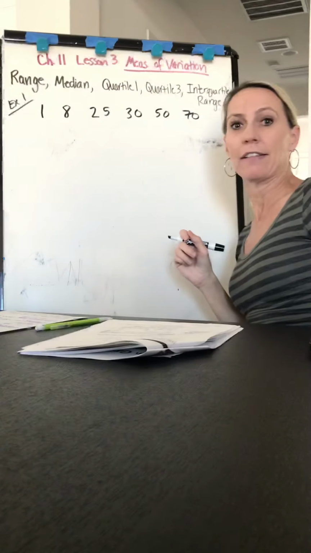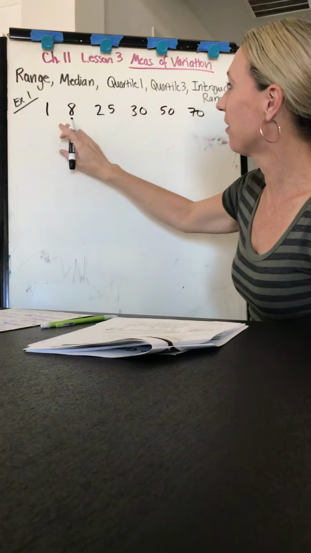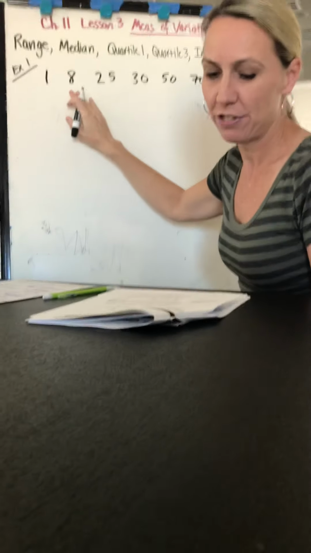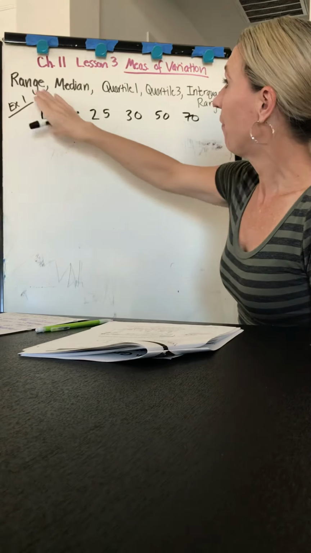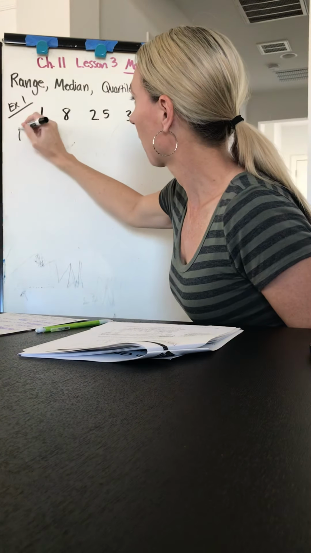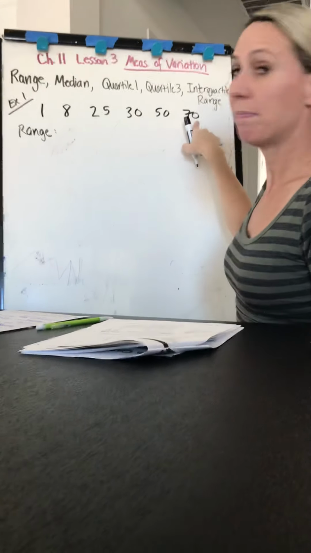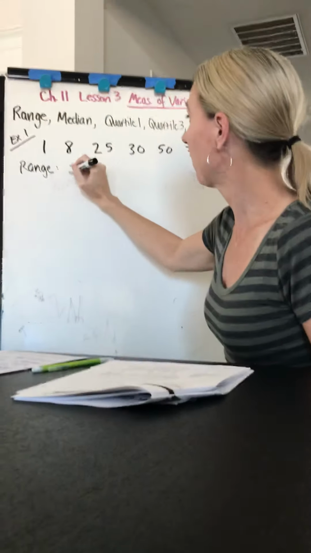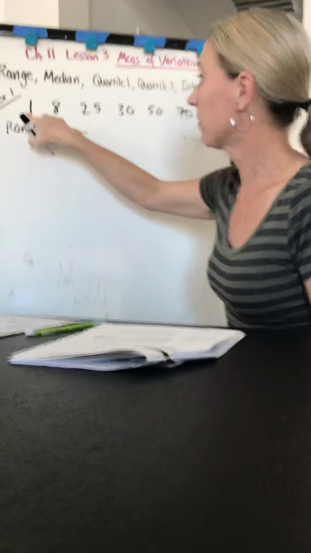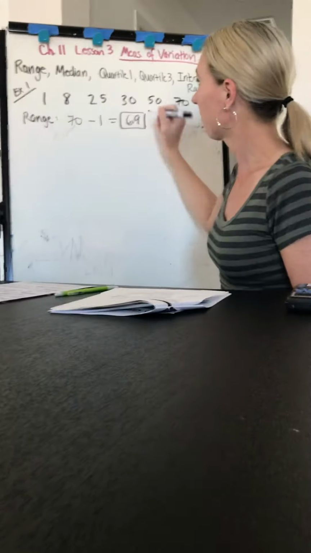Okay, so the first thing we're going to do in this example 1 is find the range. To find the range, you take the biggest number, which is 70, and you subtract the smallest number, which is 1. So our range is 69.